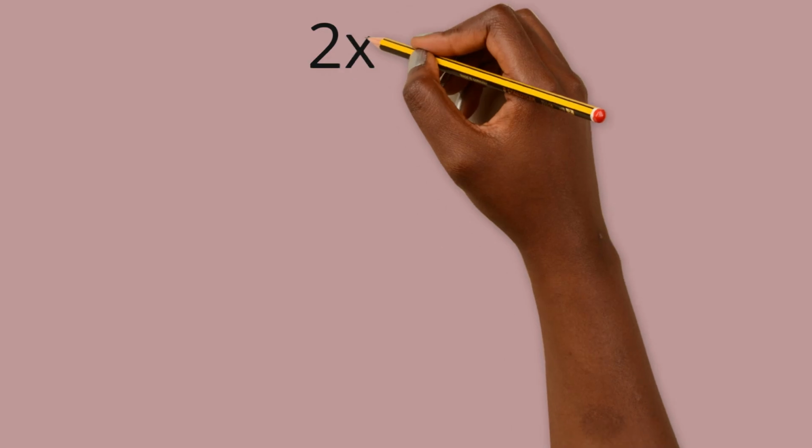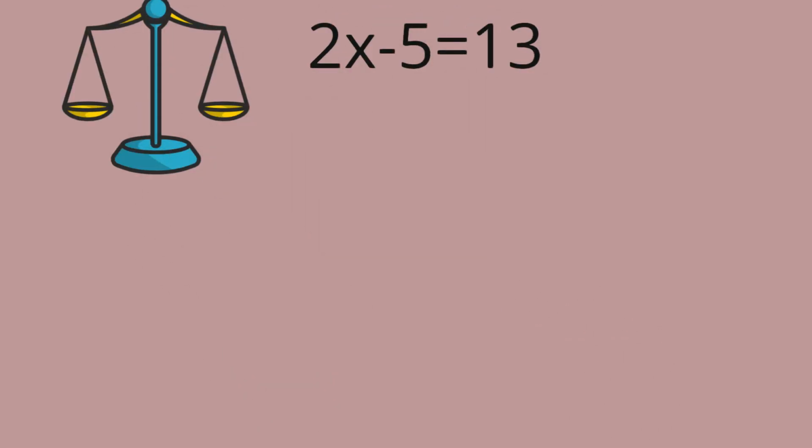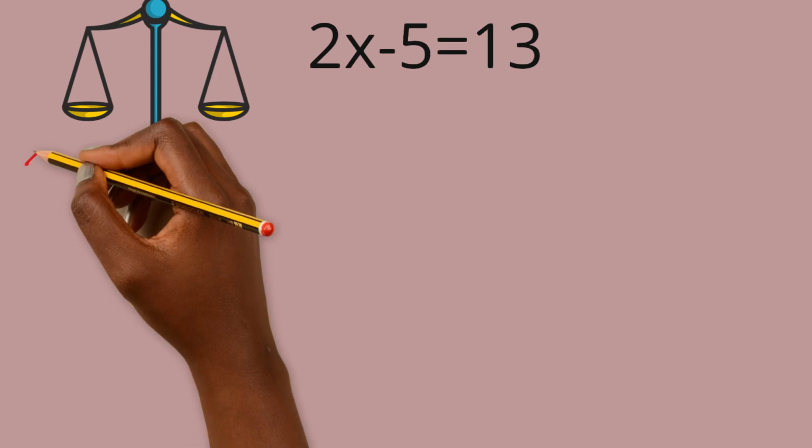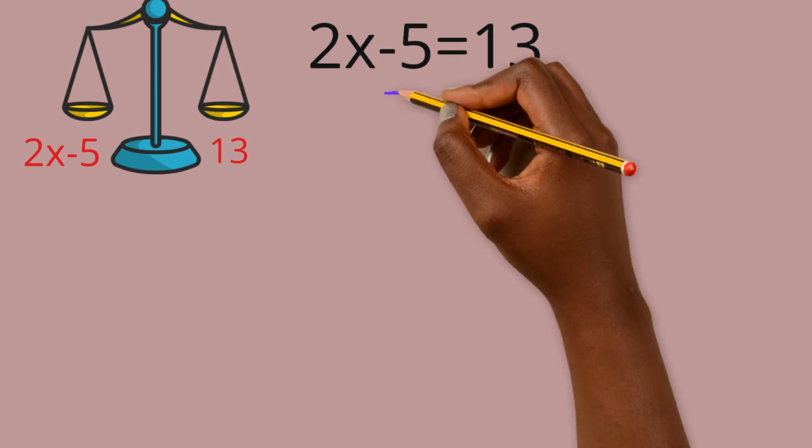Our first example will be 2x minus 5 equals 13. Think of this as a balanced scale. On the left, we will have 2x minus 5, and on the right, we will have 13. Our first goal will be to remove negative 5. Why? We want x on a side by itself, so we will remove the other term using inverse operation.